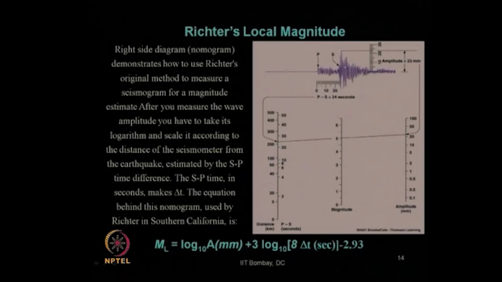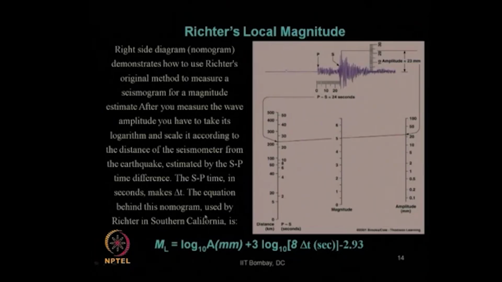You can see this right-hand side nomogram, which demonstrates how to use Richter's original method to measure the seismogram for a magnitude estimate. After one measures the wave amplitude, you have to take its logarithm and scale it according to the distance of the seismometer, that is, how far it is located from the epicenter, and estimate that S minus P time difference, which we have already learned. S minus P time in seconds makes it delta t, that is, the time difference delta t in second unit.